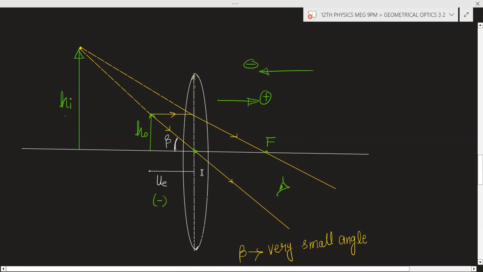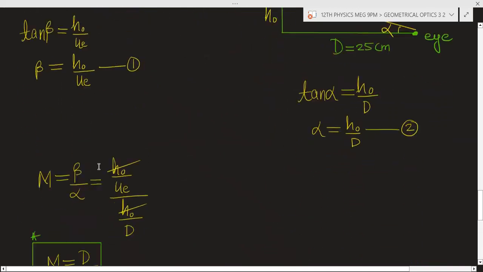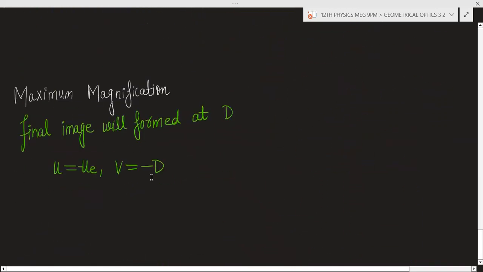Yes, sir. And the image is also forming on this side. So if you measure the image distance, it will also be negative. That is why I am taking the image distance as minus D. And why is the image distance minus D this time? Because this is the case of maximum magnification, and for maximum magnification, the final image will form at D.